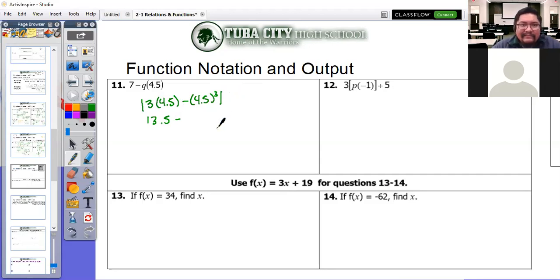It will not show me what I need. I'm not able to get the cube, so I have to punch it in 3 times over. So anyway, in this case, it looks like we get 91.125, which is about 91 1/8.